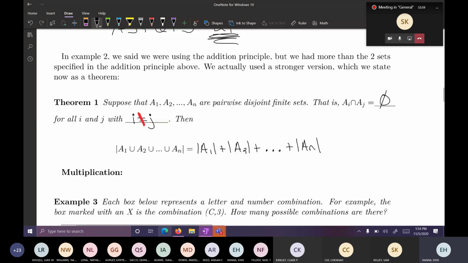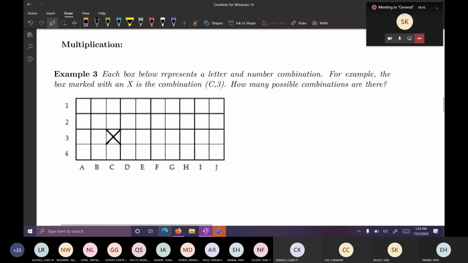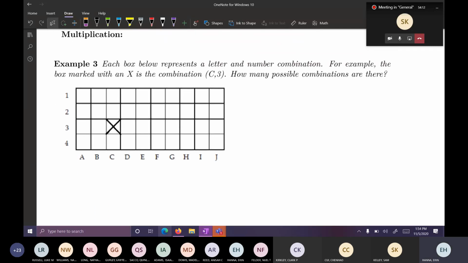So that's the addition principle, but we'll also have, and honestly, the multiplication is going to be used more, a principle in terms of multiplication. So say we have that each box below is going to represent a letter and a number combination. So for example, the one that's marked with an X would be C3. Some people play chess that way online or whatever. So how many possible combinations are there? Well, if you think about it, this set of boxes is going to be 10 wide and 4 high.